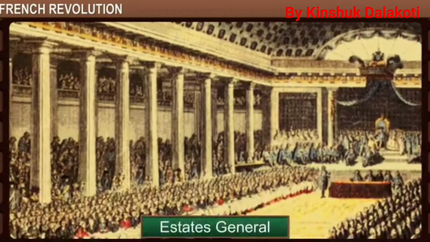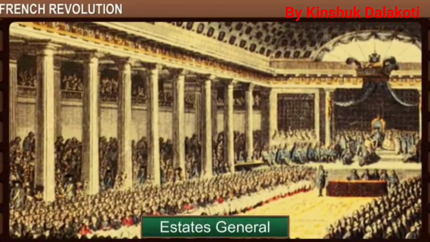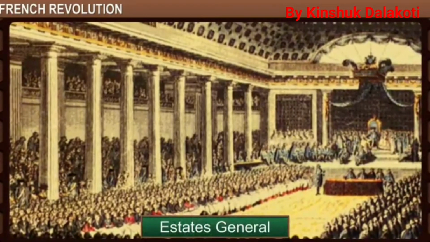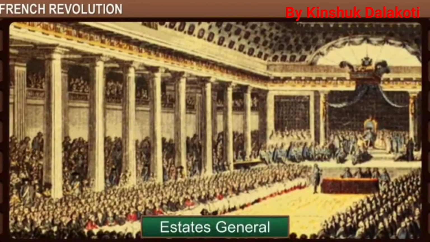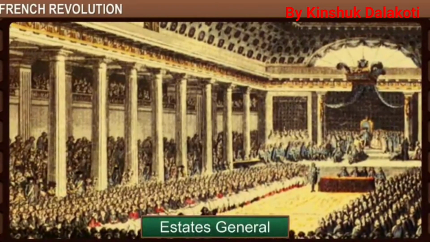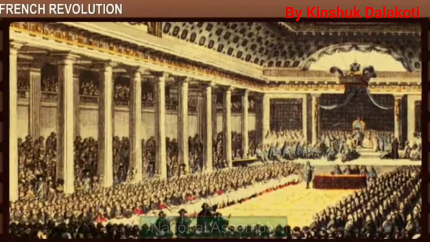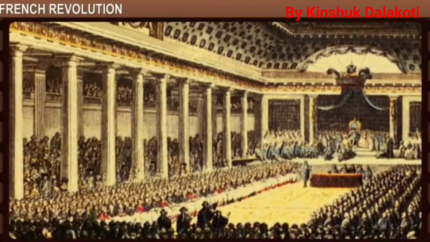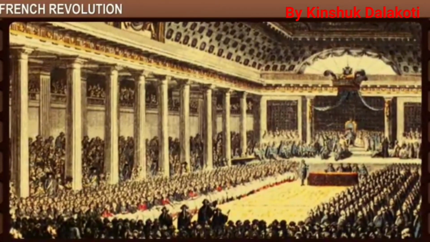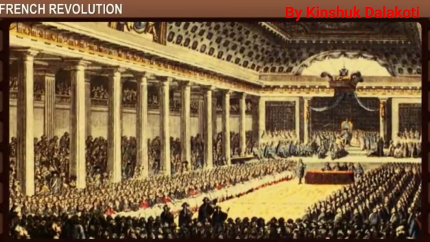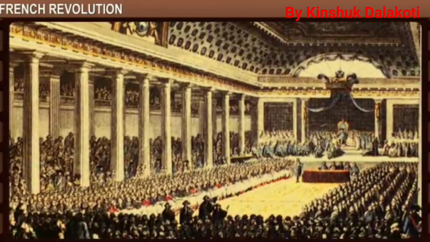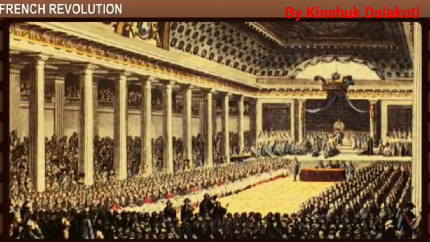A body of active citizens, or the citizens who were allowed to vote because they paid taxes, elected the Estates General and renamed it the National Assembly. A centralized administrative system was created. This system formulated uniform laws for all French citizens.